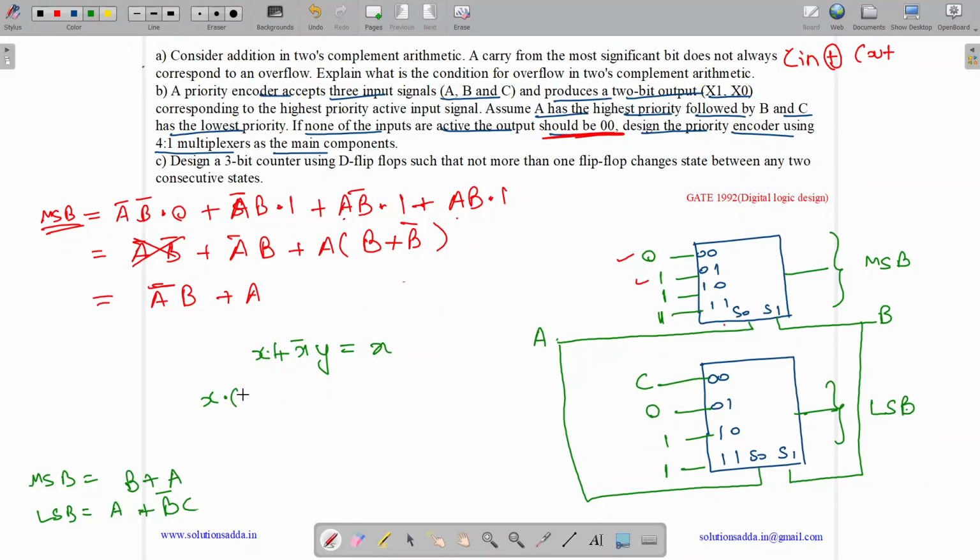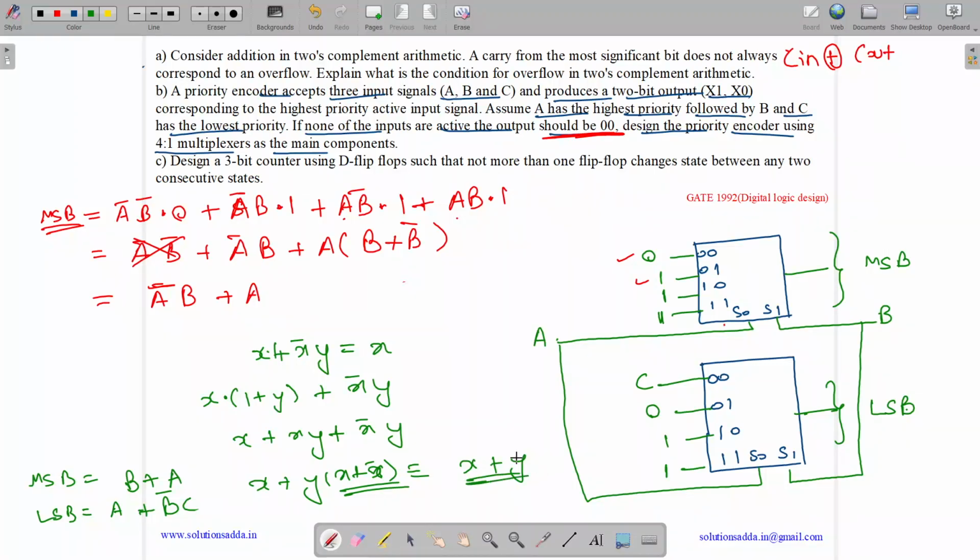Now 1 plus anything is the same, so we can write 1 plus y, plus x complement y. So we can have x plus xy plus x complement y. Taking y as common, we will have x plus x complement. X plus x complement is 1, so we'll have x plus y.